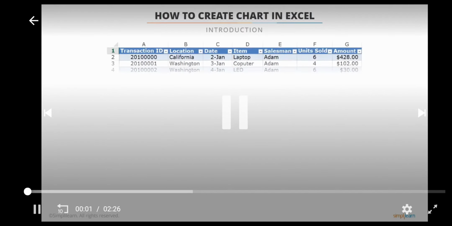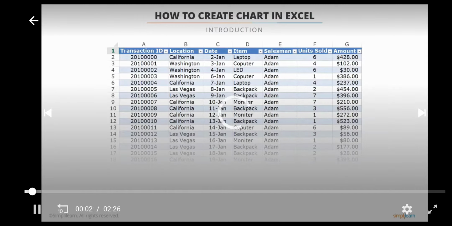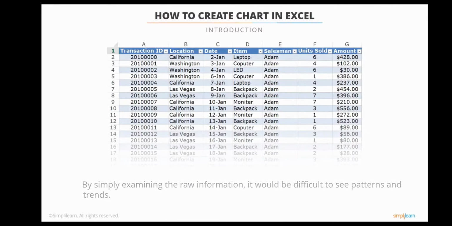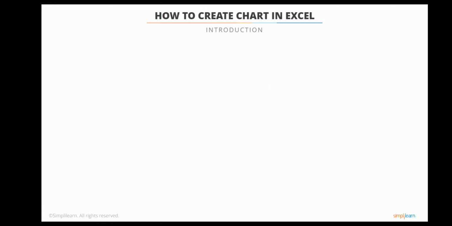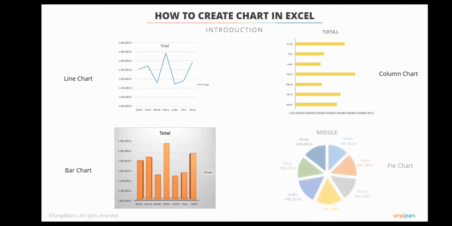A worksheet may contain thousands of rows of data. By simply examining the raw information, it would be difficult to see patterns and trends. Charts allow us to represent the data graphically, making it easy to analyze comparisons and trends. In Excel, a number of chart types are available, like line, column, bar, pie, etc. The selection of the right chart type depends on what your data represents and how we want to visualize it.